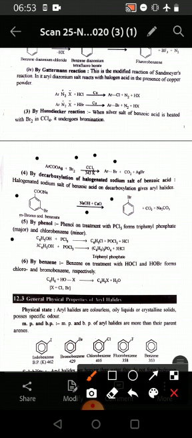Next we come to the preparation of aryl halides from phenol. Phenol on treatment with PCl5 forms triphenyl phosphate and major chlorobenzene. So C6H5OH, that is phenol, reacts with PCl5 to give rise to C6H5Cl, and 3 molecules of phenol react with POCl3 formed in the first step to give rise to triphenyl phosphate.